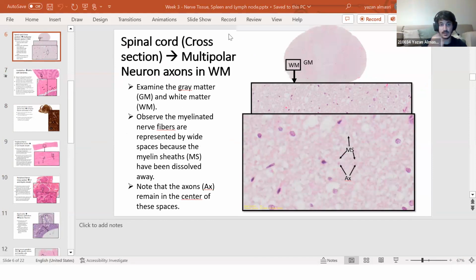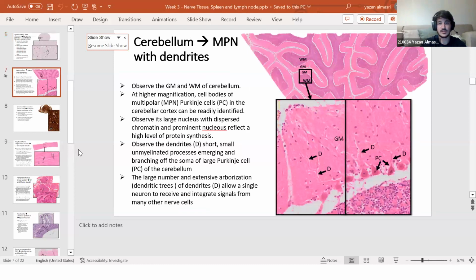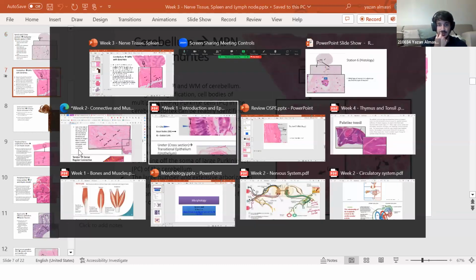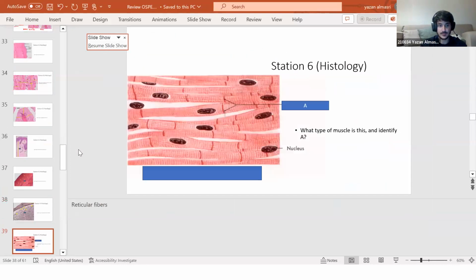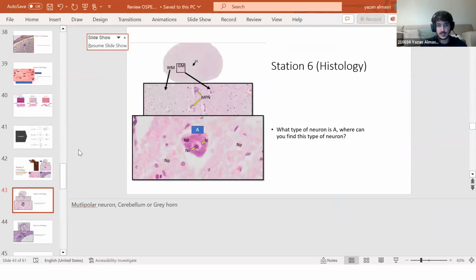My slides are good. Okay, yes. Ventral horn, yes, that's a good answer. Gray matter, yes, yes, yes. You guys are answering correctly. Also, it's found in the cerebellum. Just keep in mind these 2 locations. I wrote them for you here in the notes.